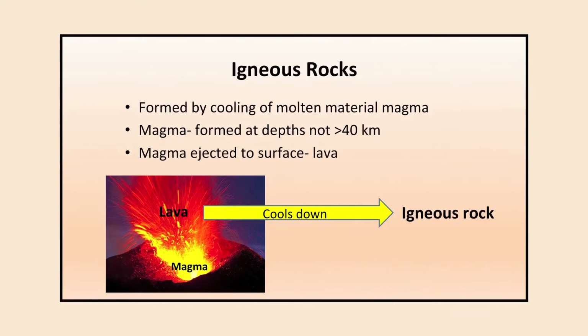Igneous rocks are formed by cooling of molten material called magma. When magma is deep seated inside the earth, it is known as magma, and when it comes out of the earth's surface, it is known as lava. Magma comes out in the form of lava, it cools down and forms igneous rocks. You can see in the diagram that magma is coming out, it is known as lava, and then it cools down and forms igneous rocks.